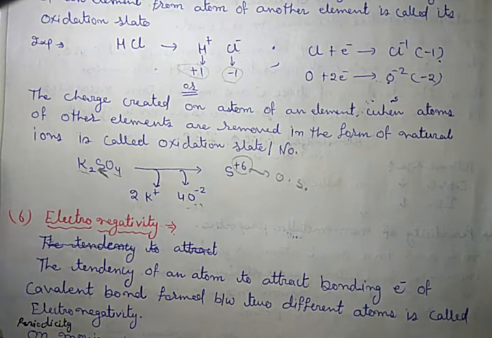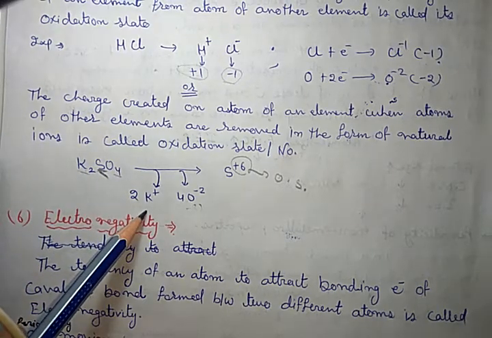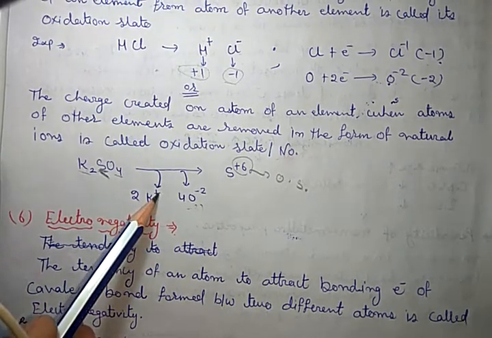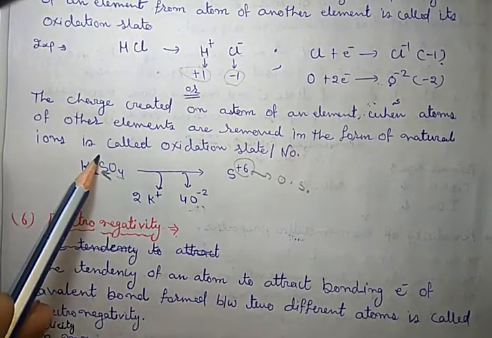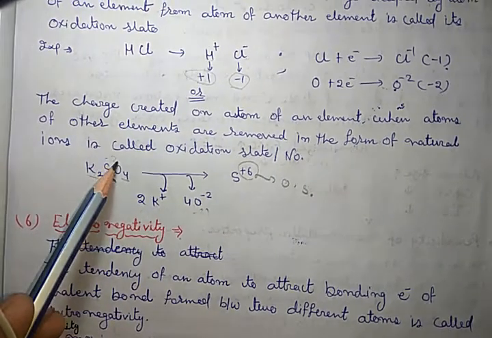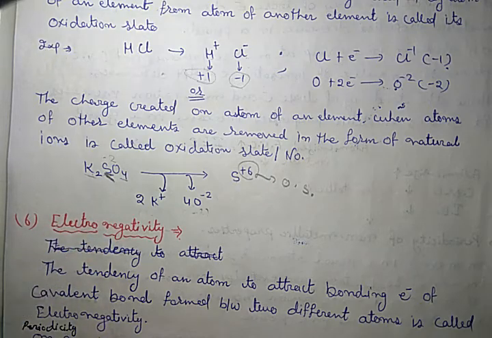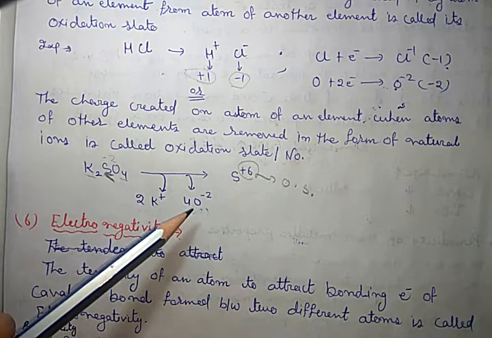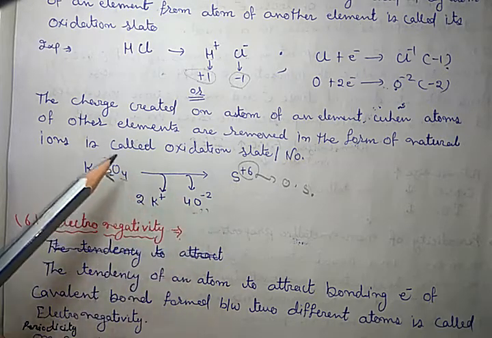Here you know that potassium surely shows positive charge. When 2 potassium are removed, then opposite charge is created on sulfur. That means because of the removal of potassium there is -2 on sulfur. Now oxygen is generally removed in the form of oxide ion, O2-.